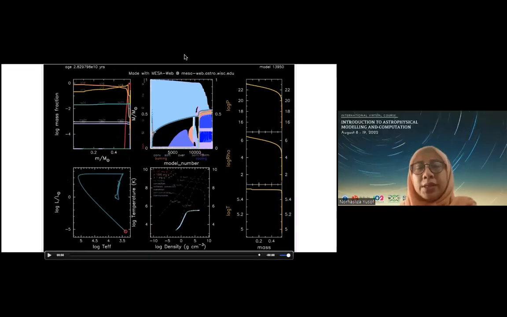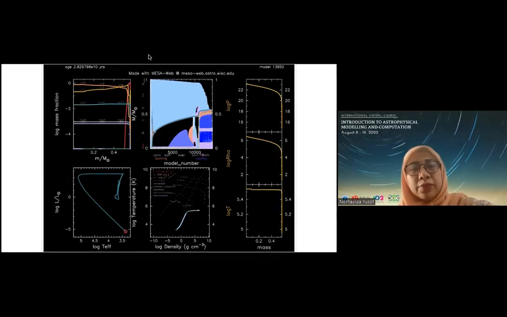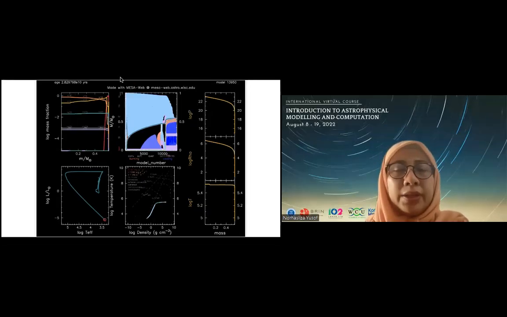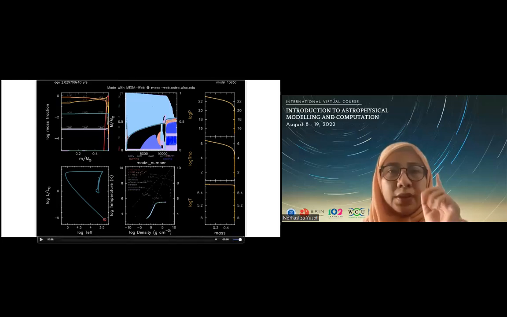Okay, so when we see this kind of evolution, you see that a lot of things are happening at the same time. So when we want to calculate a star, for example, we have to remember that all equations must be solved simultaneously. When we solve simultaneously, it means that everything starts at time 0, and it will solve all four equations simultaneously, and then we get a set of properties, and then it moves to another time, it calculates all these four equations simultaneously, and then we get the structure.